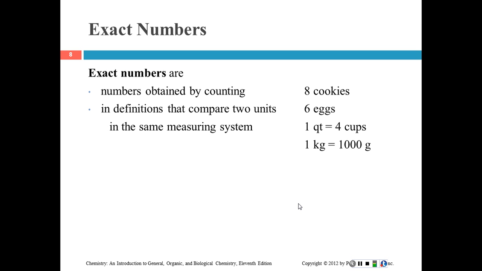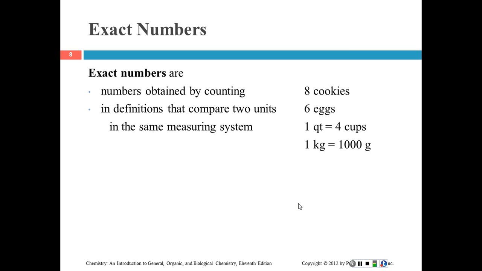So those are measured numbers. An exact number is a number that you get by counting something, or it's a definition of something. So like 8 cookies is an exact number because you're not measuring them. You don't have some question about if that is a cookie or not. Eggs, 6 eggs, okay, that is an exact number. That's something that you counted. If I say there are 4 cups in 1 quart, that is an exact number because I know there are exactly 4 cups in 1 quart.